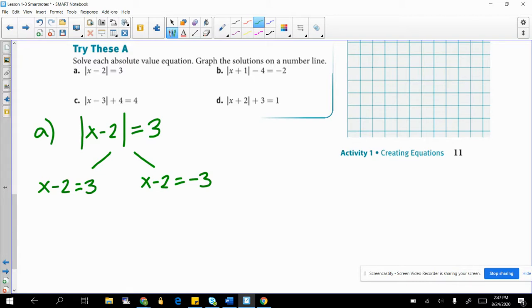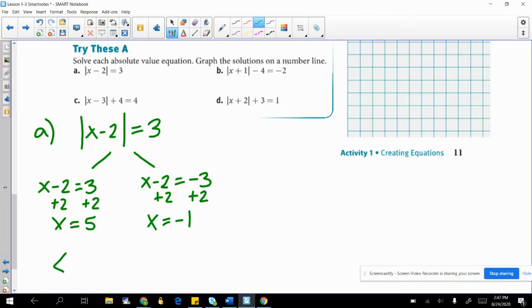So then you're just going to solve each of these. So I would add 2 over. So x equals 5. And then I would add 2 over here. So x equals -1.